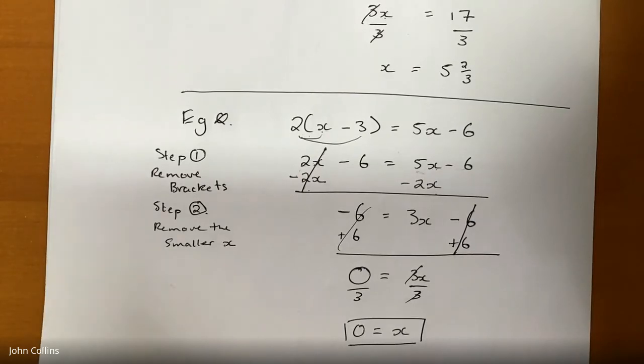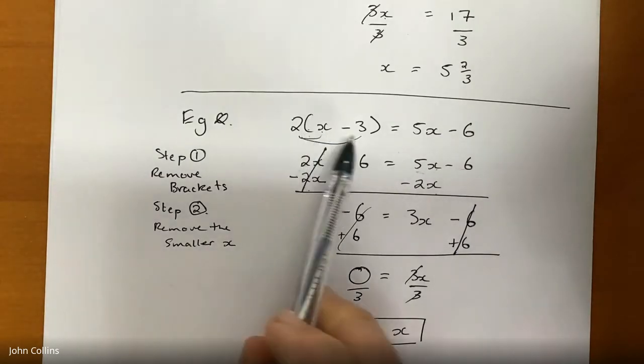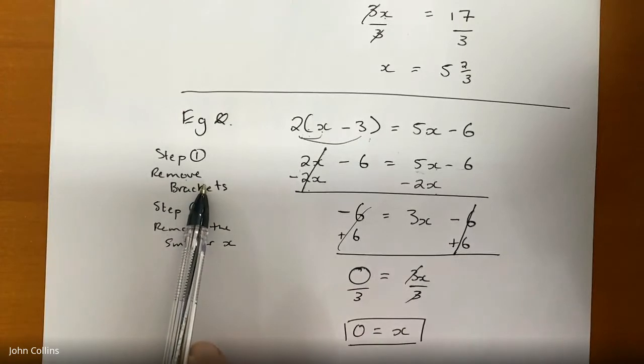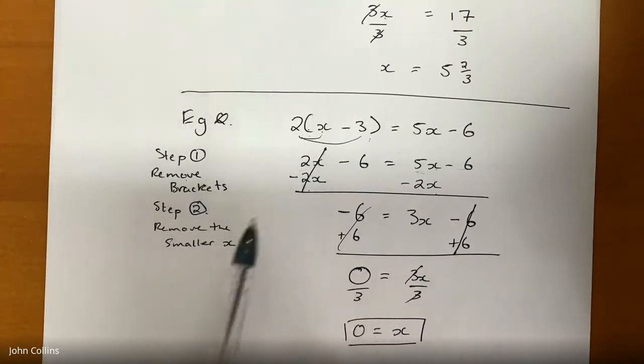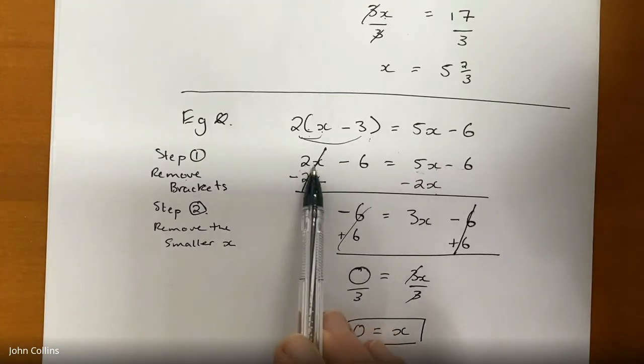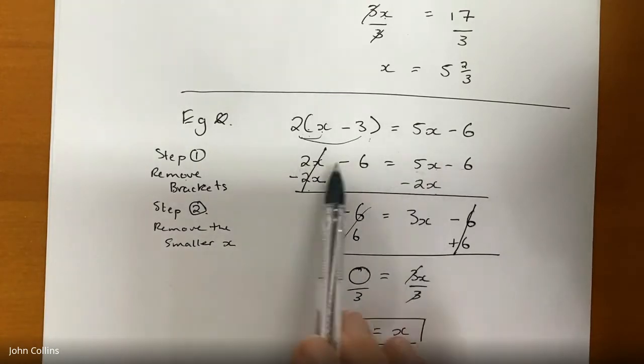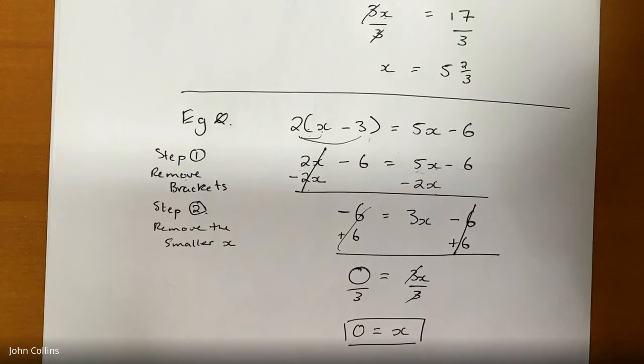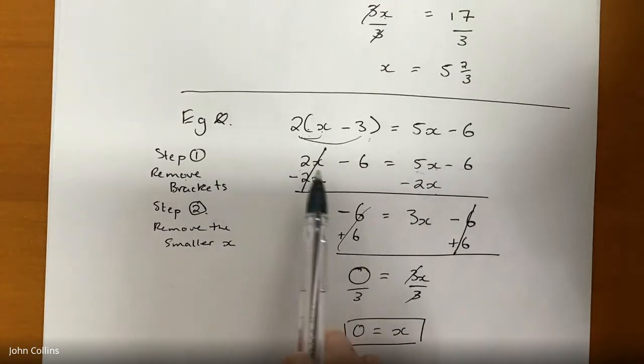All right, so that's our second example. But you can see, if you're faced with brackets, remove the brackets somehow, either by multiplying or dividing. And if there's x's on either side of the equal sign, then remove one of them.